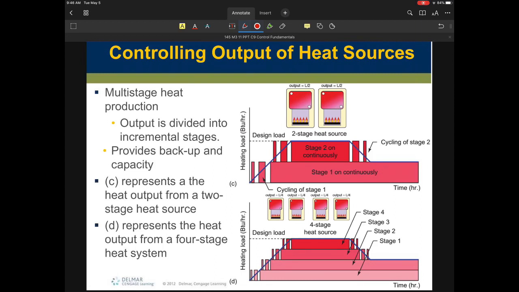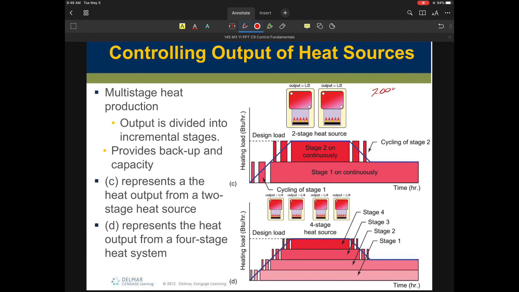The next one I want to look at is multi-stage control, so multiple boilers, multiple heating sources. I could speak generically. This could be multiple chillers. It could be multiple heat pumps, whatever it happens to be.